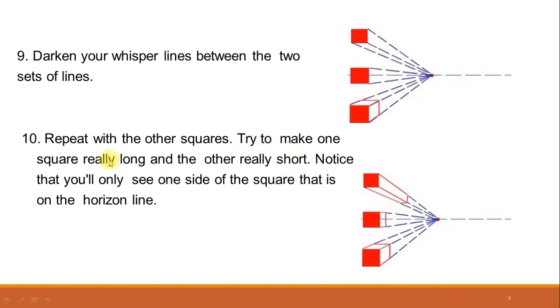Try to make one square really long, and the other really short. These two are short. Notice that you will only see one side of the square that is on the horizontal line. We will see only one side of this square, and this square lies on the horizontal line.